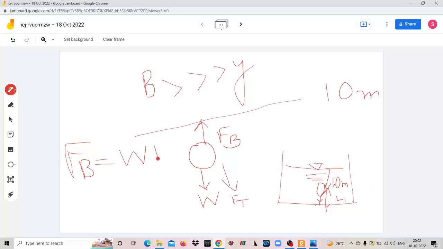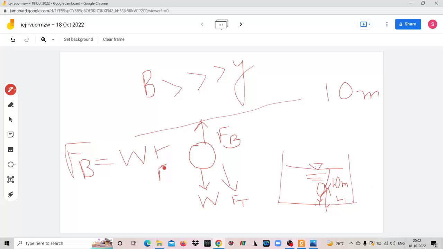Yeah. But why don't you consider the weight of the liquid above the balloon? That is the 10 meters. Pardon? There is the weight of a certain column of liquid resting above the balloon, right? You are talking about the overburden, right? Yes, sir.